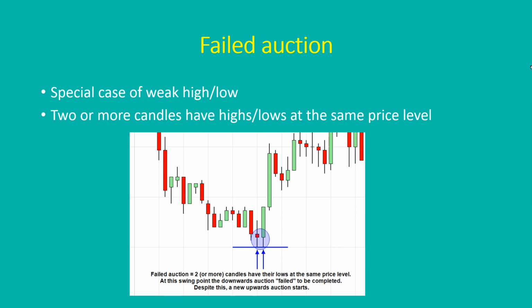The theory behind the failed auction is that the market is always in an auction. It's an auction that first goes upwards, then it goes downwards and upwards. It's a continuous auction, alright? An auction should always end like this.